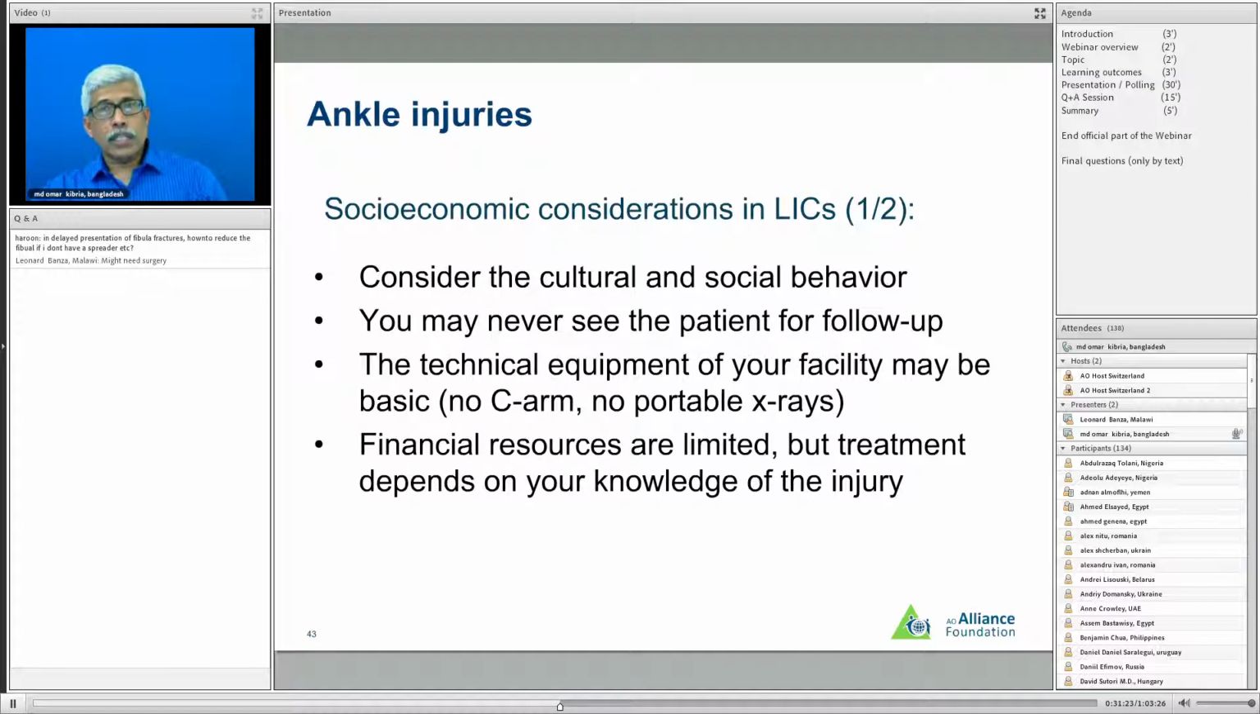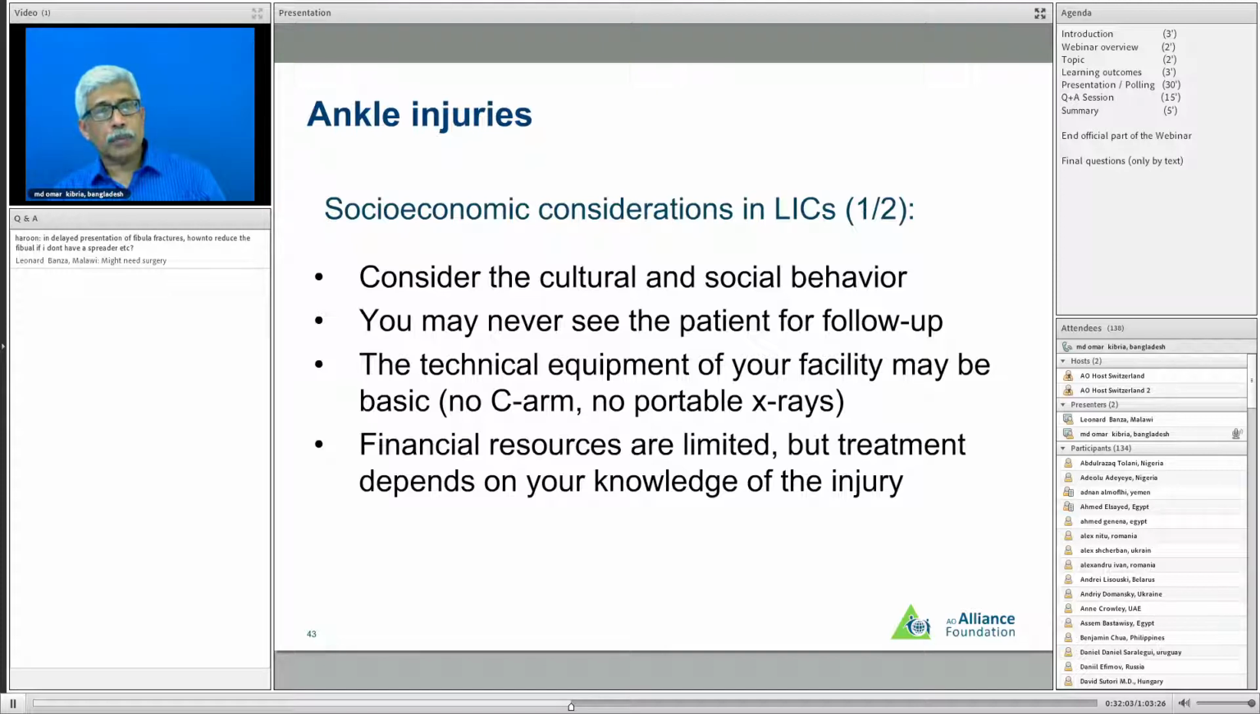The socioeconomic condition in low-income countries may have varieties, but it is usually similar in most low-income places. One important part is to consider the cultural and social behavior of the patients. In many countries, patients do not want to go to surgery or hospital. They prefer their local doctors or local bone setters. Once you have treated a patient and asked him to come back after a couple of days, you may not see the patient for follow-up again.